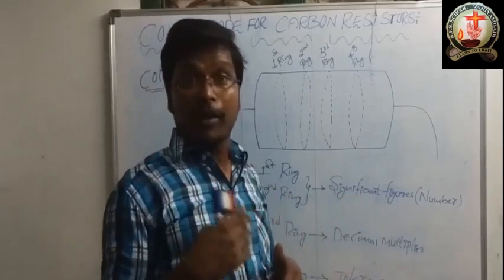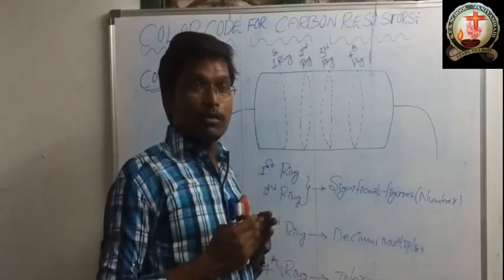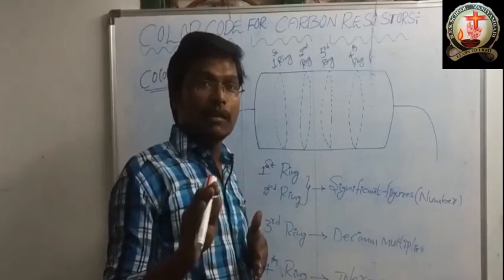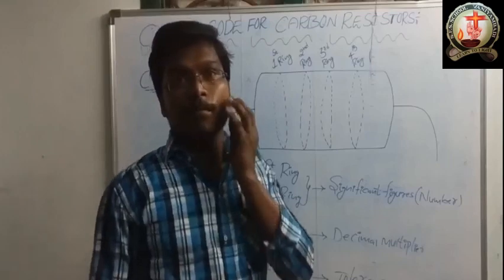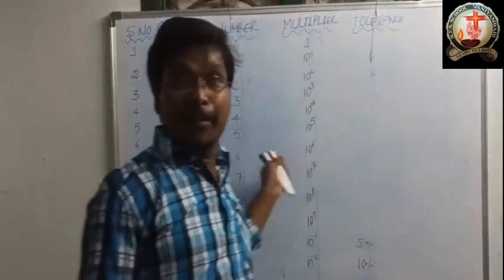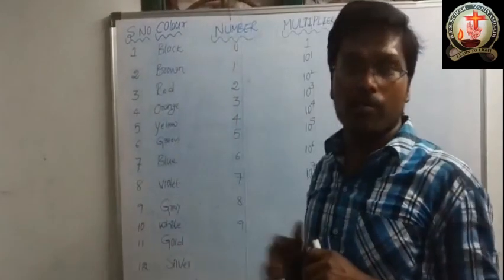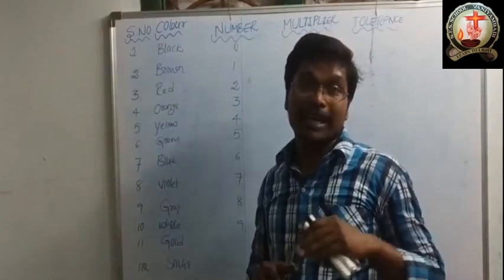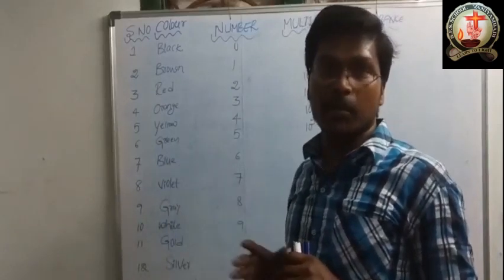Now I will give one table to you. From the values of the tabular form, you can find any carbon resistor resistance value. Now this is the tabular form. You can remember this tabular form. You can easily find the resistance of any carbon resistor. Now we should see what is there in this tabular form.